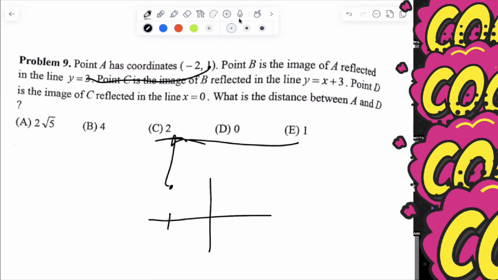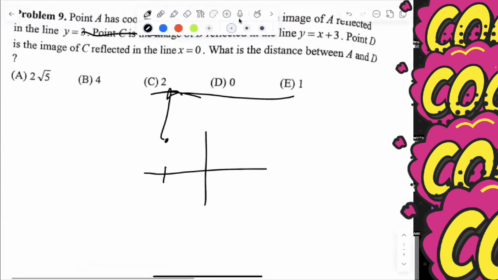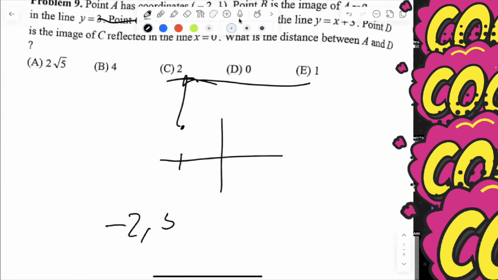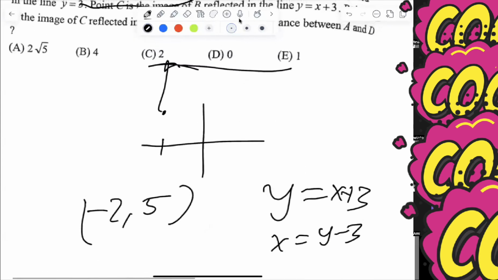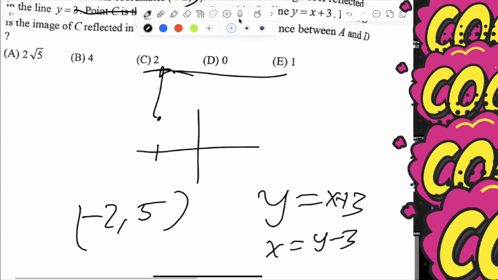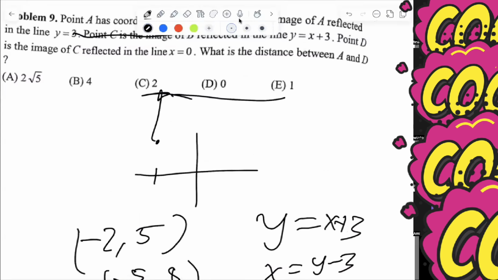Now, the point C is B reflected over the line y equals x plus 3. This tells you that from negative 2 comma 5, y becomes x plus 3 and x equals y minus 3. Just rearrangement, pretty easy. So x becomes negative 5, y is equal to 8. Point D is the image of C reflected in the line x equals 0. Over here, it becomes negative 5 comma negative 8.